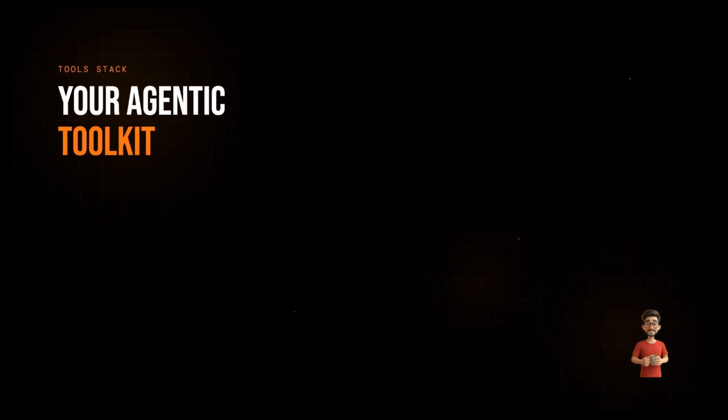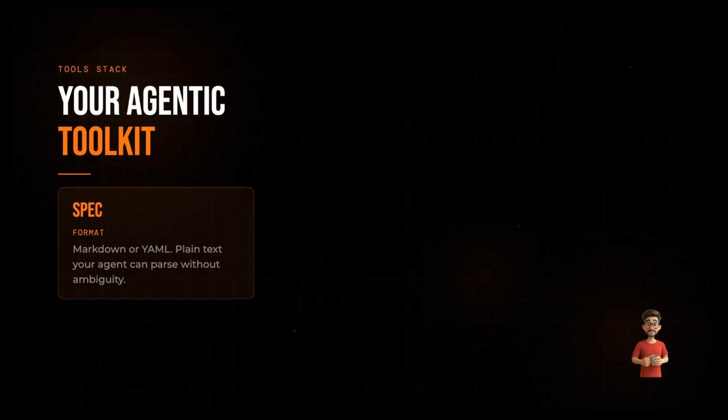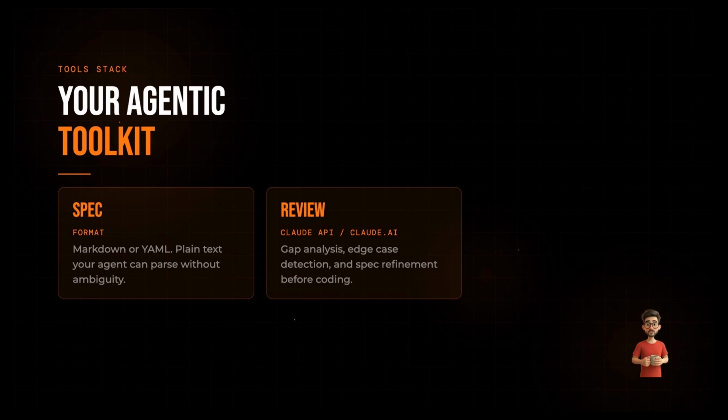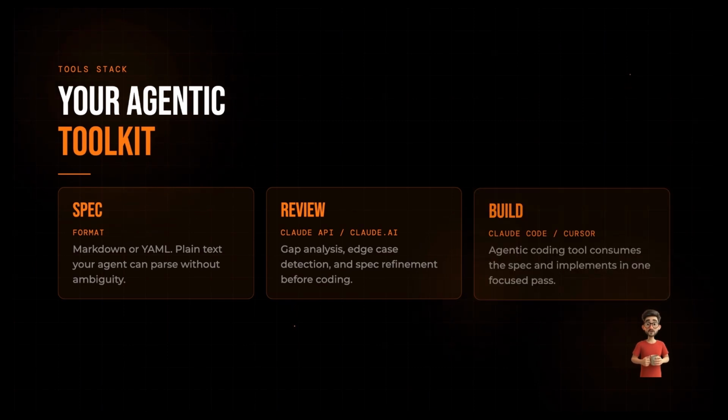Three tools, that is the entire stack. For the spec, plain markdown. Structured, human-readable, and parsable by any agent. For the review step, Claude via Claude.ai or the API. Use it to find gaps before you build. For the build step, Claude Code or any agentic coding tool that can read your file system.